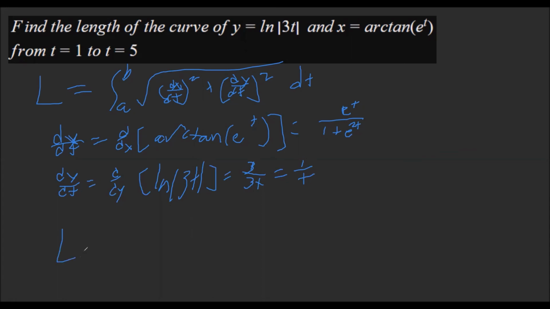Okay, now we can say that the arc length of this curve is equal to the integral from 1 to 5 of the square root of, in parentheses, e^t over 1 plus e^(2t), squared, plus 1 over t squared, with respect to dt.